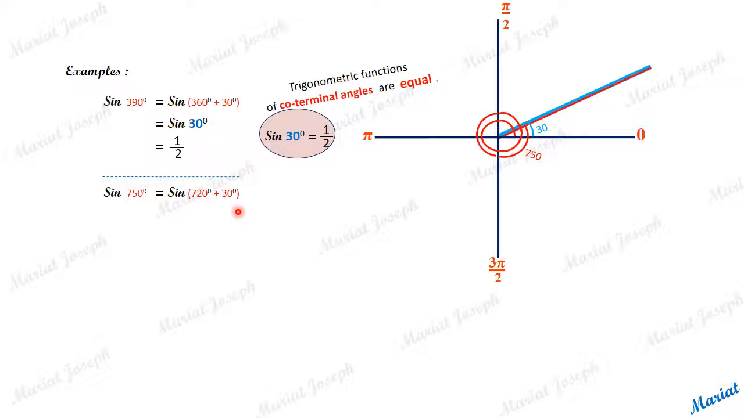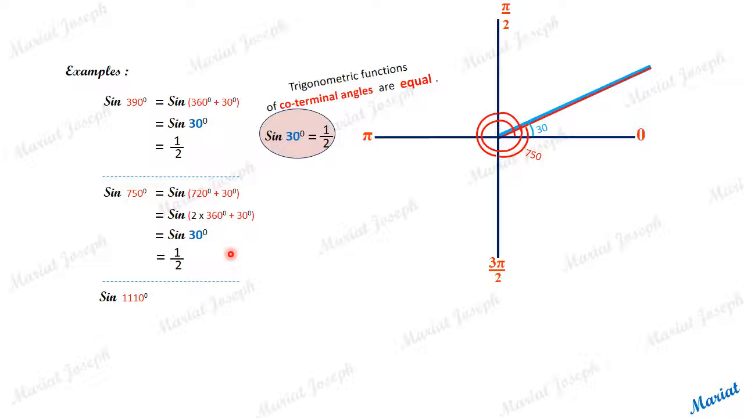So this 30 degrees and 750 degrees are also coterminal angles. So we have to say it is sine of 30 degrees itself. Look, 720 degrees is being written as twice 360 degrees. Twice 360 degrees means two rotations. And the sine 30 value is half.